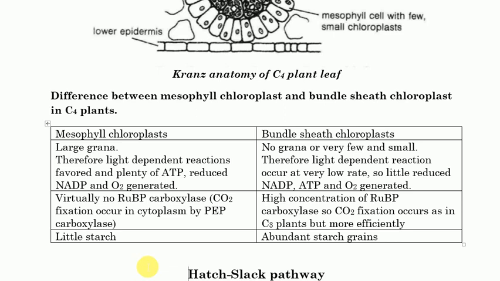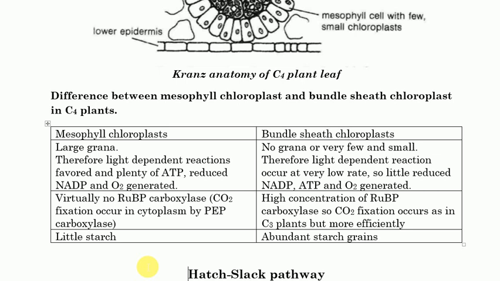But in bundle sheath chloroplasts, there are no grana, or very few and small, therefore the light dependent reaction occurs at a very low rate. So little reduced NADP, ATP and oxygen are generated. So how come the productivity of C4 plants is greater than that of C3? That's because of the malate shunt, which we shall discuss in the next lecture.